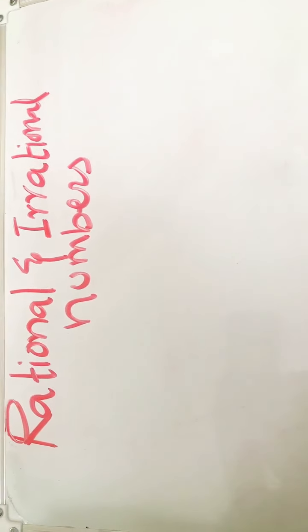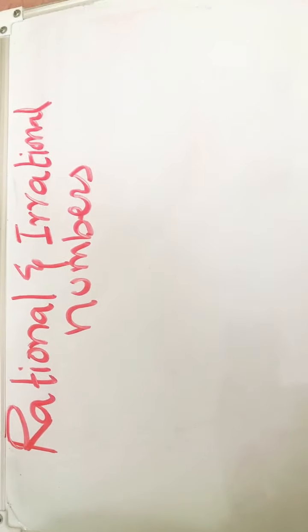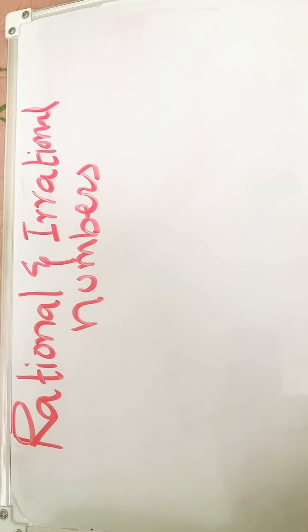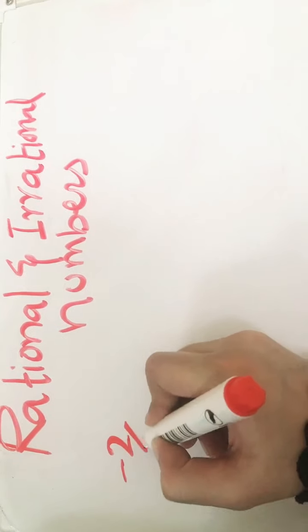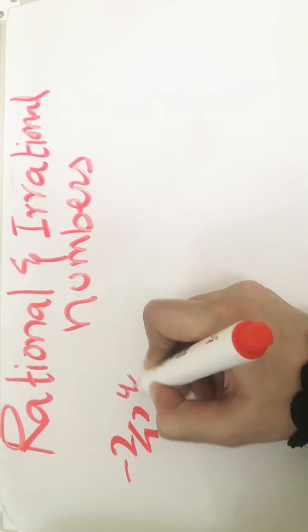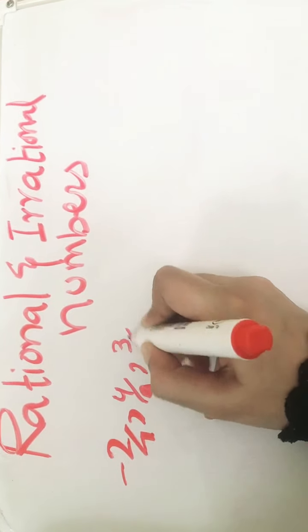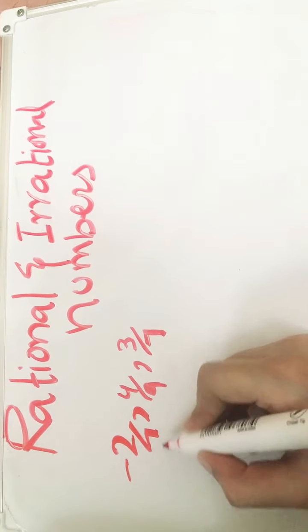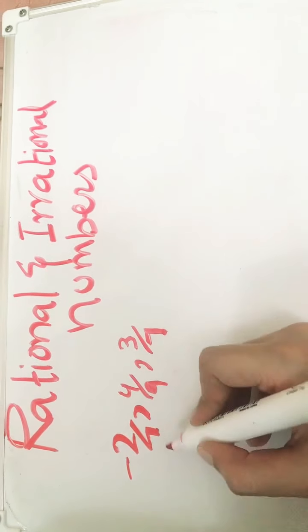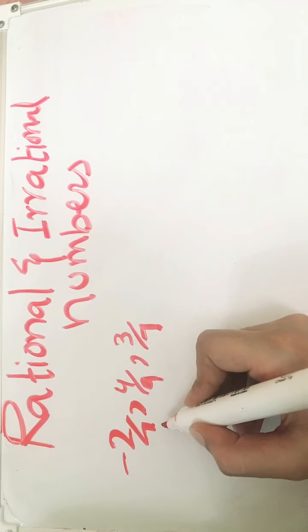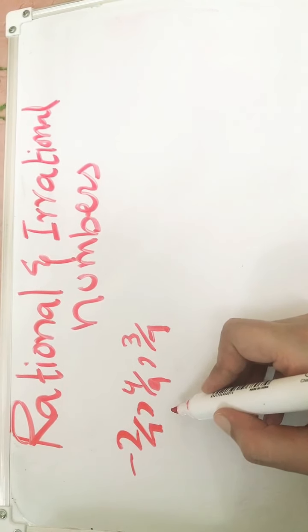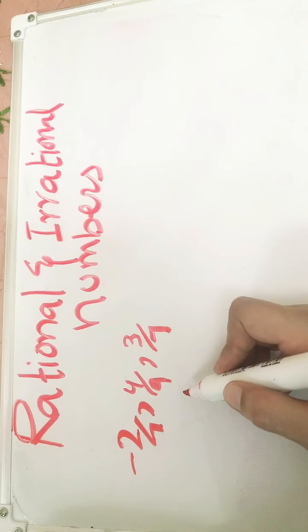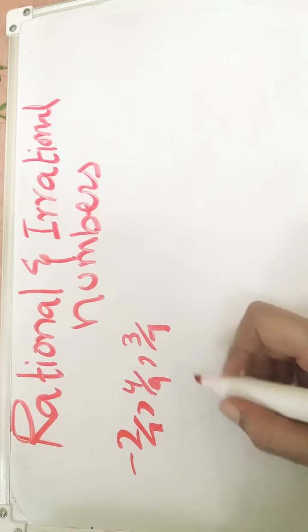In this lecture, we are going to discuss rational numbers and irrational numbers. For example, minus 2 by 7, 4 by 9, 3 by 7. All of these numbers are one integer divided by another integer. Therefore, they are all rational numbers.